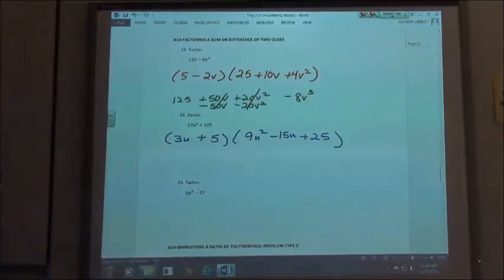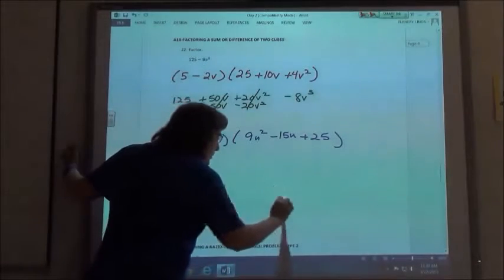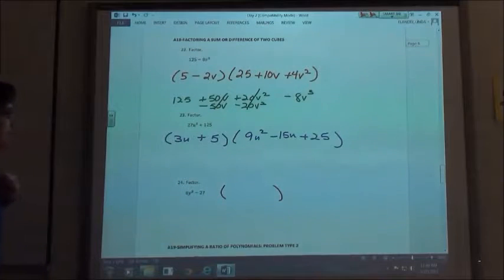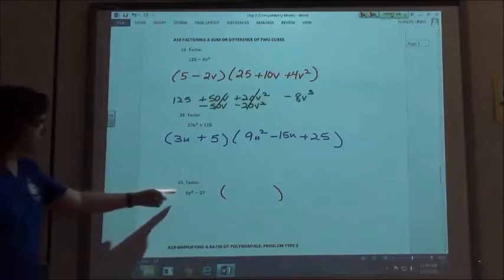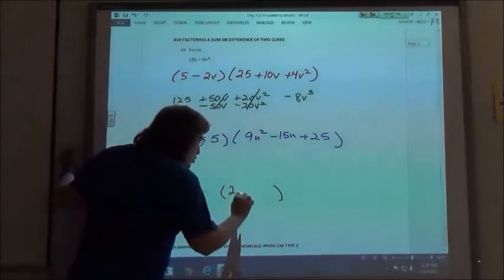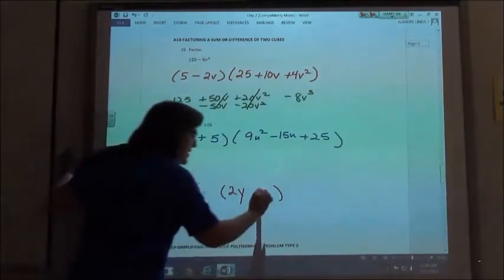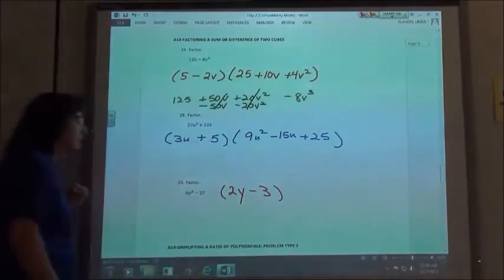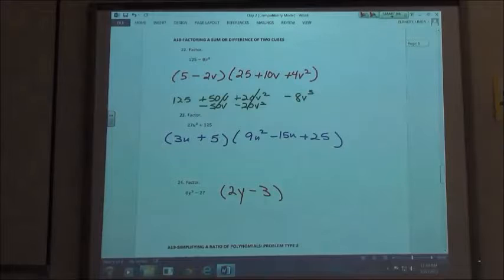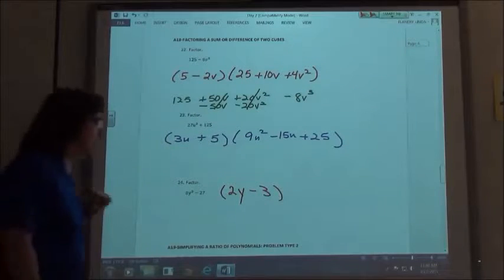Number 24, same kind of thing. I'm factoring the difference of perfect cubes. In my first set of parentheses, I do my cube roots. The cube root of 8y cubed is 2y. Cube root of 27 is 3. Same sign in the middle, so there's going to be a minus sign in there, 2y minus 3.